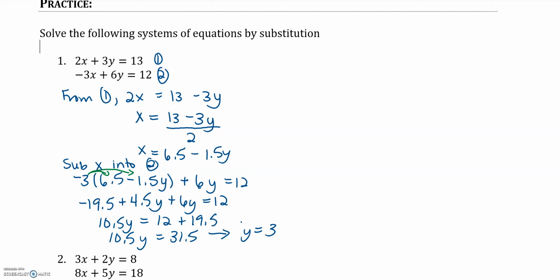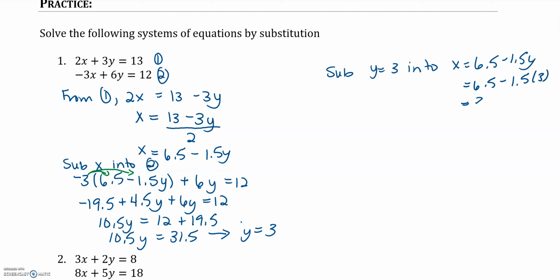Okay, now taking that value of y, we can sub it back into our equation for x. And when we solve it, we find that x is equal to 2. And the solution to the system of equations is (2, 3).